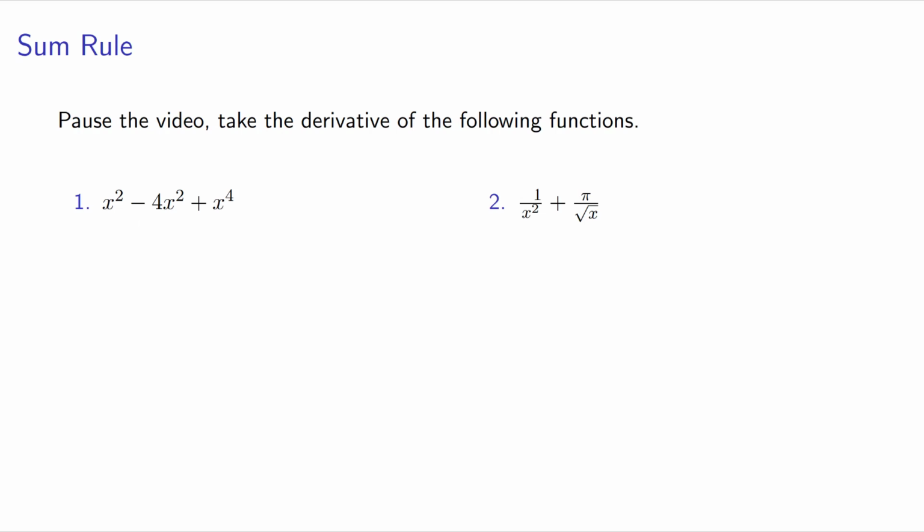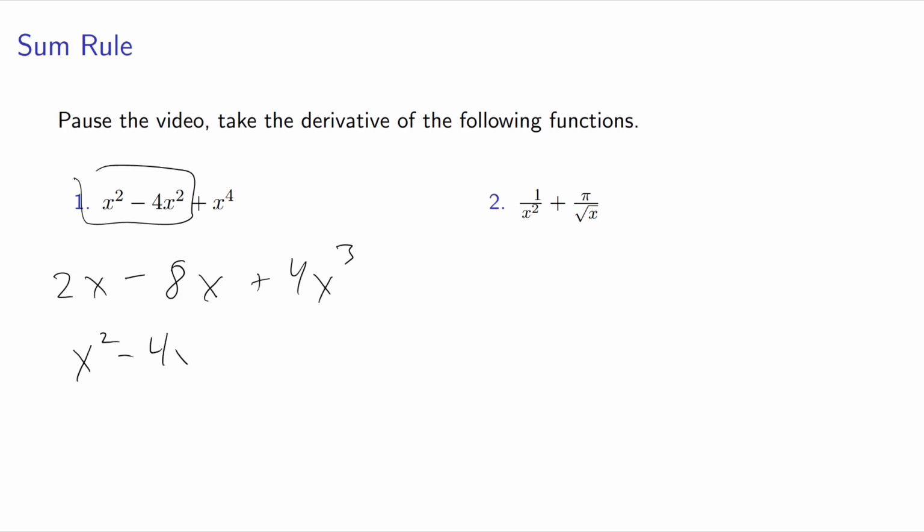So now take the time, pause the video, and calculate the following derivatives. Okay, so the derivative of the first, without further ado, is 2x minus 8x plus 4x cubed. Here you may have noticed that I have x squared and minus 4x squared. We could have written this x squared minus 4x squared as negative 3x squared. Taking the derivative of negative 3x squared would give us the negative 6x as we have here.